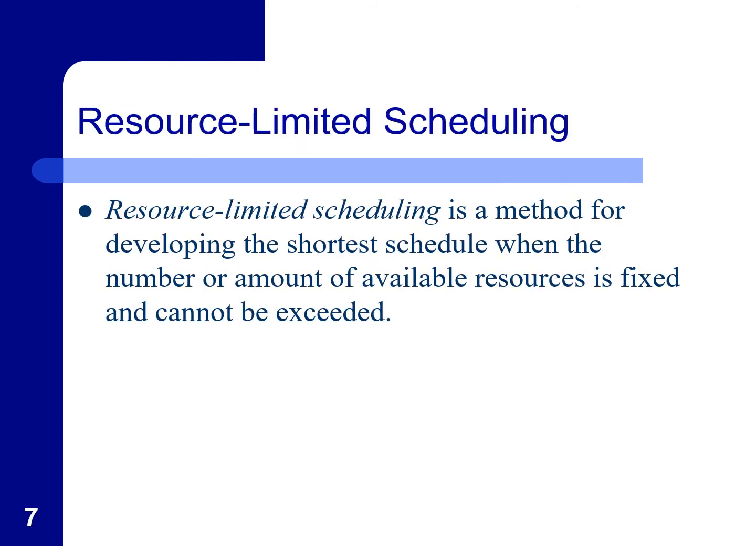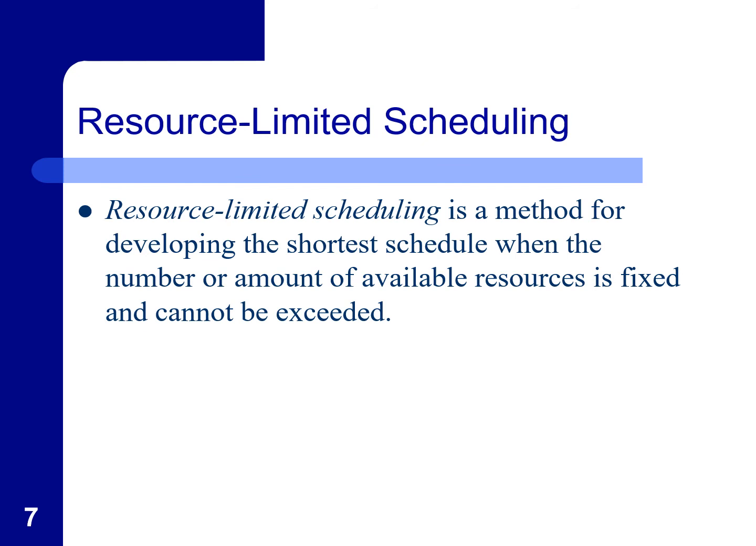Resource limited scheduling is a method to develop the shortest schedule where the amount of available resources is fixed and cannot be exceeded. So for this one, you won't be putting any maximum number on it. You will put a minimum amount of time in order to complete an activity. You have to make sure that the activity happens. The time must be shorter than what you planned. It cannot be more than that.